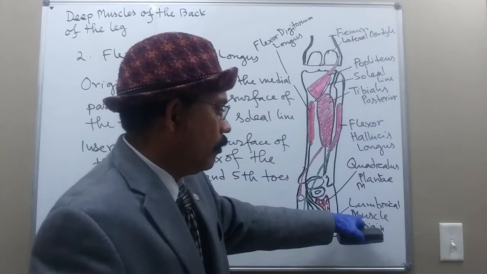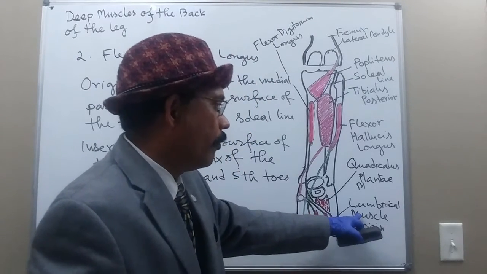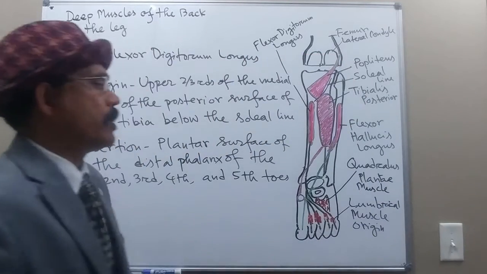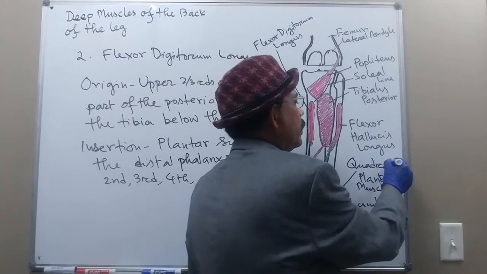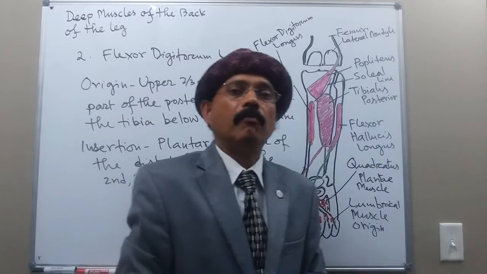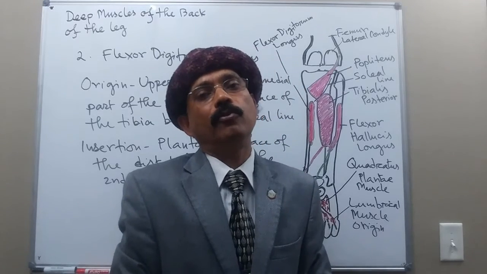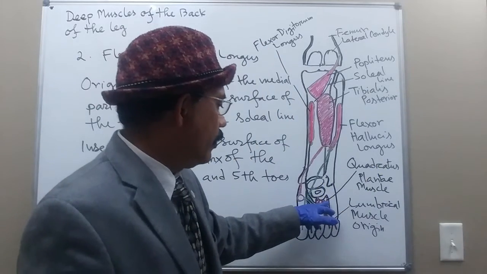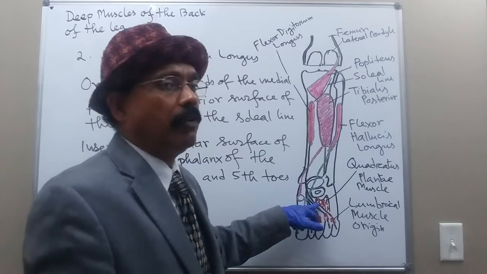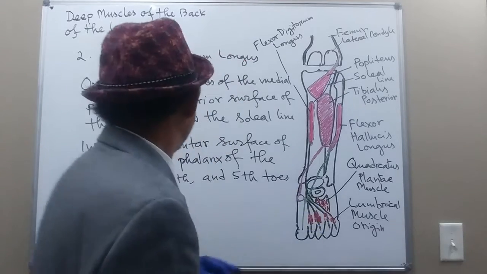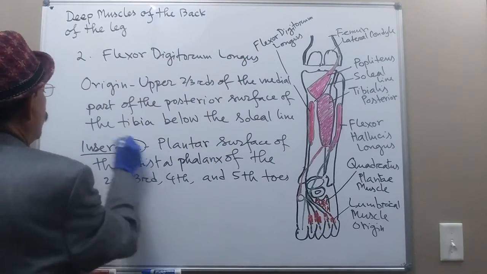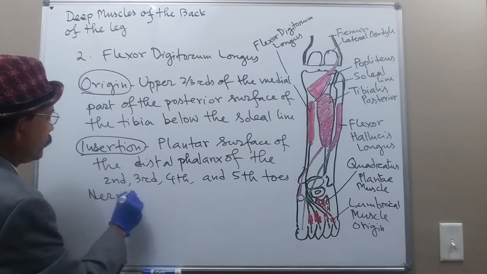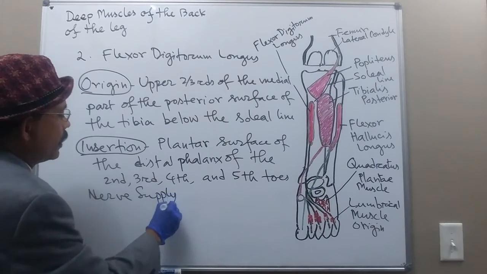The tendon gives rise to the lumbrical muscle origin. How many lumbricals? 4 lumbricals. We got the quadratus planti. In the old book, quadratus planti is written as Flexor Digitorum accessorius, the same as quadratus planti. That muscle attaches to the tendon of the Flexor Digitorum longus. Okay, we got the insertion, we got the origin. Now we'll go to the nerve supply.